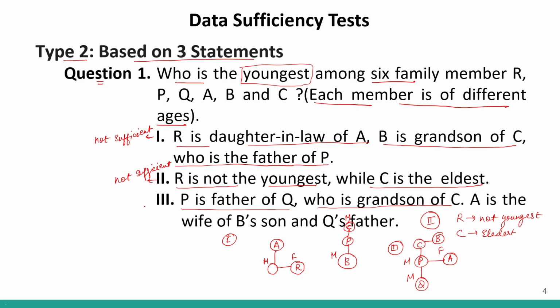Now if I combine based on this information, statement 3, can we find the youngest? No, because we do not know where R will fit into this, correct? We don't know if R will come into generation 1, 2 or 3, correct? So this again is not sufficient alone. Now I am combining, so 1 is not sufficient alone, 2 is not sufficient alone, 3 is also not sufficient alone. Now I am combining the first statement and the second statement. If I combine the first statement's information with the second statement's information, is it enough?